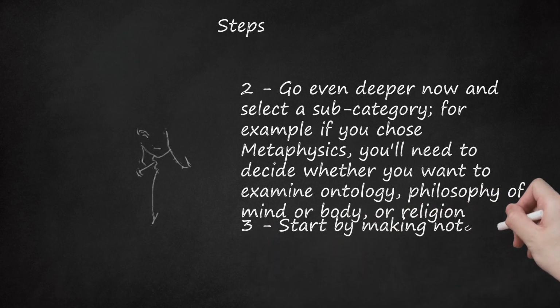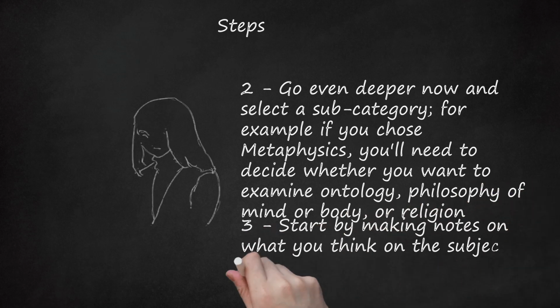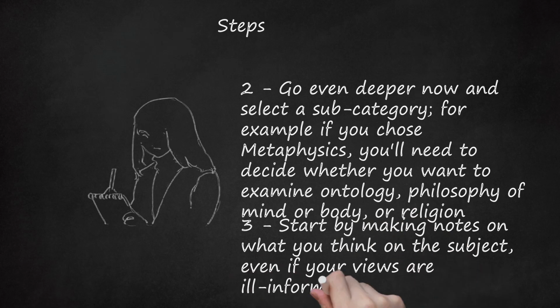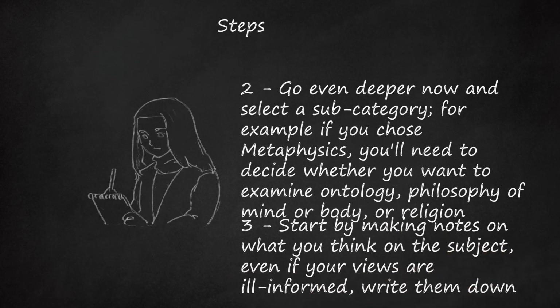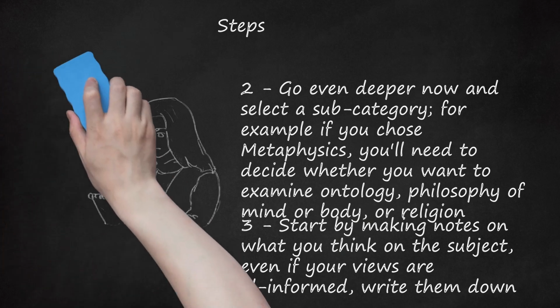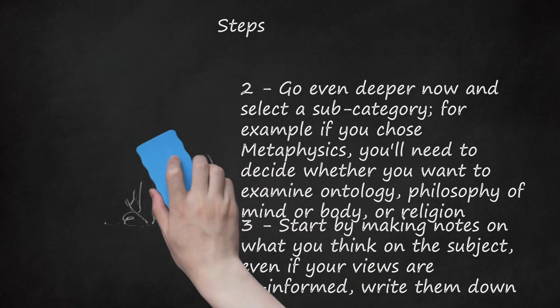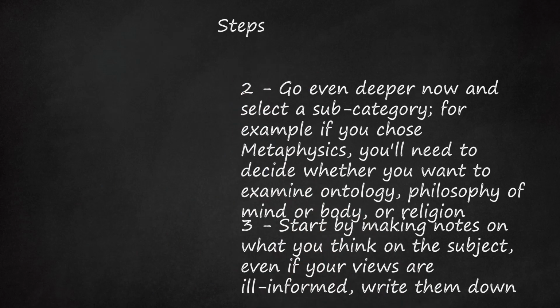3. Start by making notes on what you think on the subject. Even if your views are ill-informed, write them down. By writing them down it'll be easier to keep track of what you think. It will also make it easier for you to spot flaws in your thinking and why you think those things. However, you must look at these notes as if they are someone else's, to make yourself truly impartial.